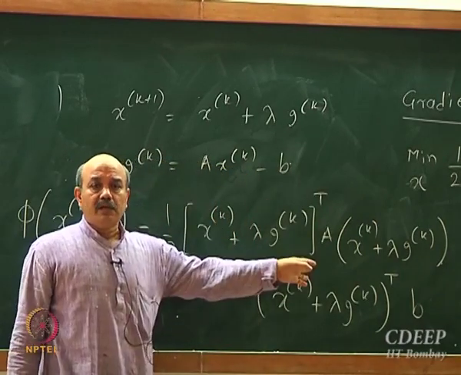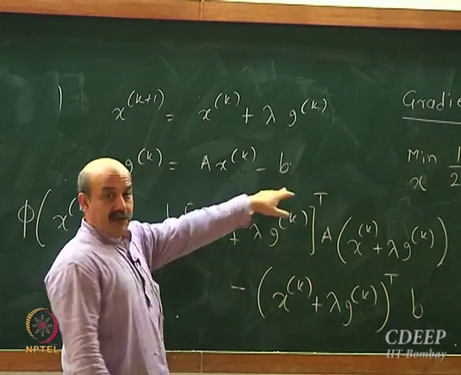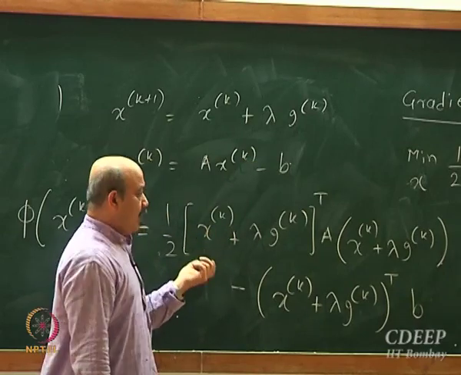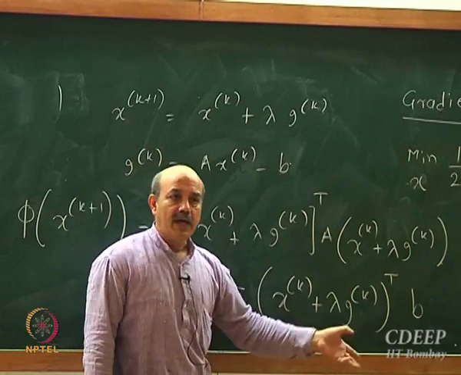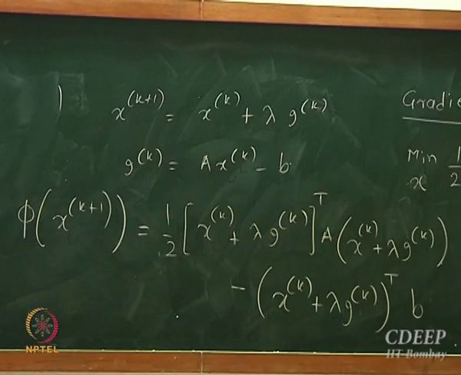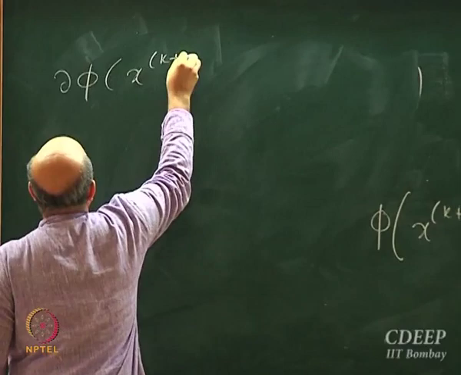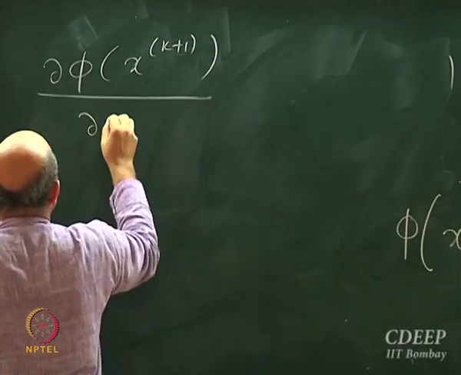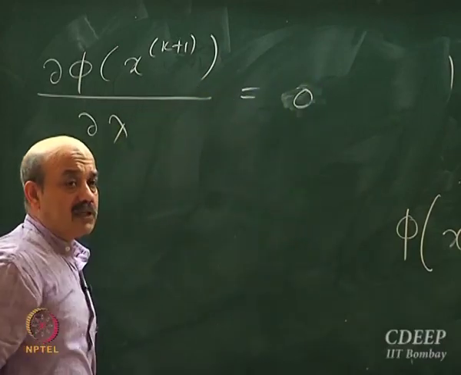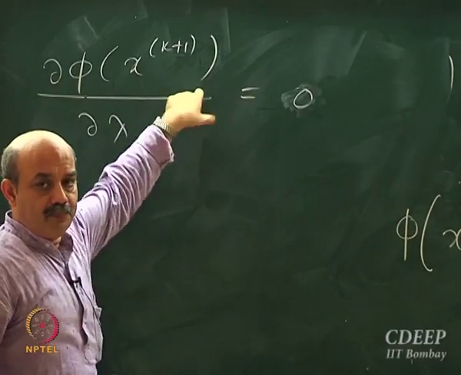What are the things which are known here? I know xk, I know gk, because gk is a function of xk. I know gk, I don't know only lambda. Can you tell me what will be this quantity, dou phi of xk plus 1 by dou lambda? I want to set this equal to 0. What is this quantity? Just find out.